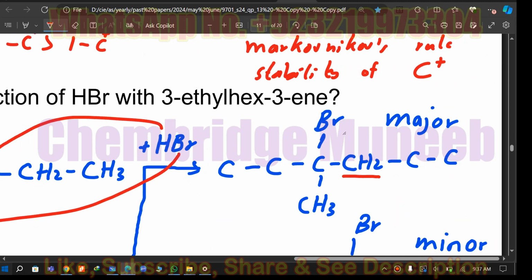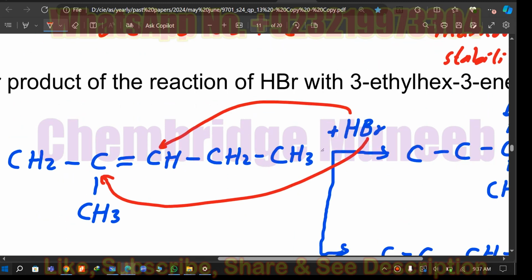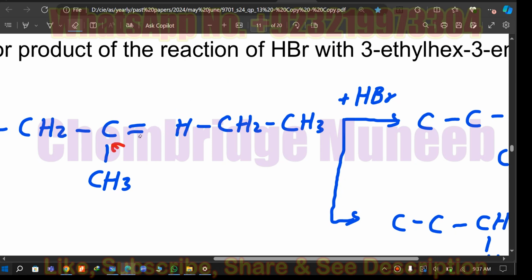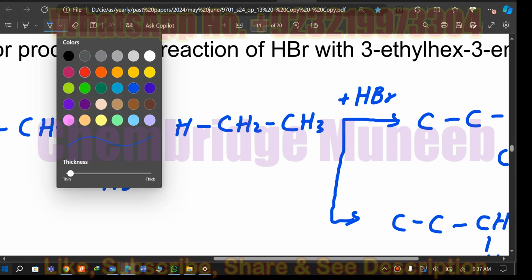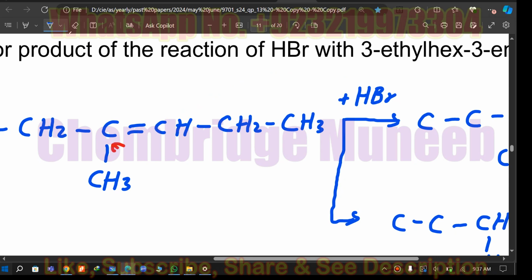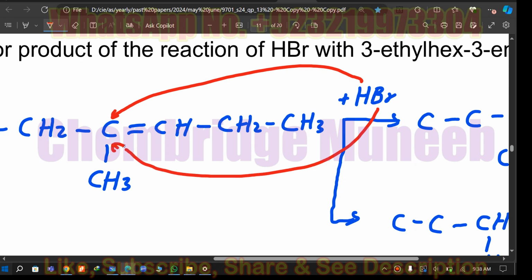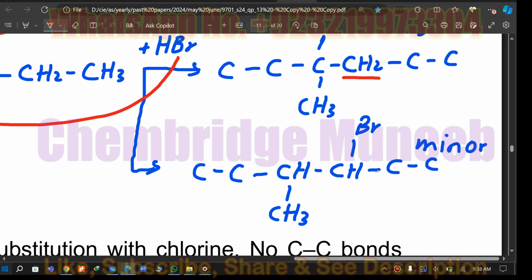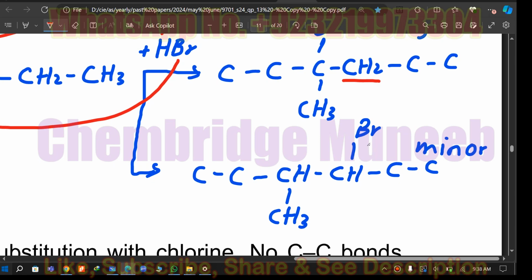Now this is the major product, but if we add in the other way around, then we will get the minor product. If I add the hydrogen on this carbon and the bromine on this carbon, then I will get this minor product here. So this is the minor product.